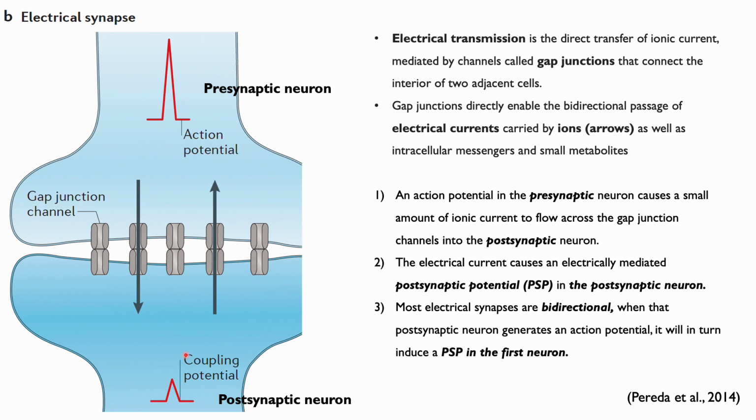Interestingly, most electrical synapses are actually bidirectional. So when the postsynaptic neuron generates an action potential from this excess ionic current, or electrical current, it can actually induce a PSP in the first neuron. So ultimately, my biggest takeaway for this slide is I want you to understand that electrical synapses can directly send ions from the presynaptic cell to the postsynaptic cell, and in a bidirectional manner from the postsynaptic cell to the presynaptic cell. Both of these are utilizing action potentials to induce this current.